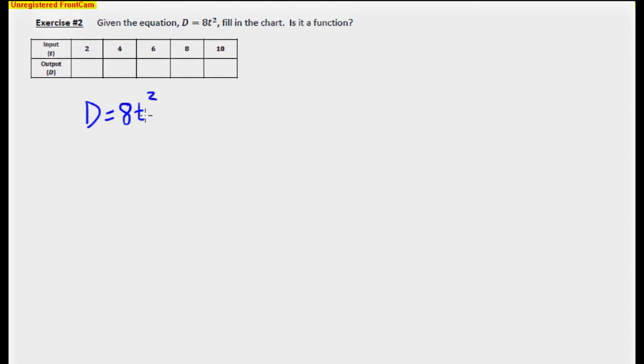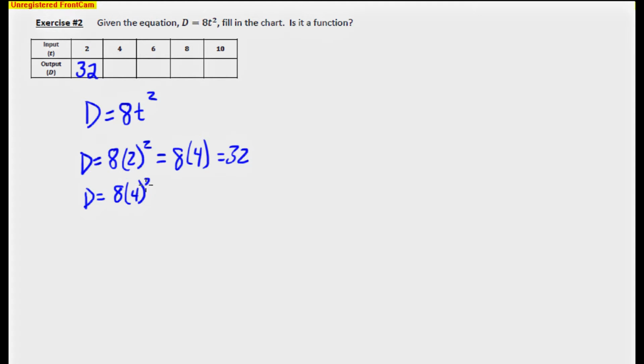So every place I see a t, I'm going to plug in a 2. And well, that's pretty easy. 2 squared, I follow my order of operations. 2 squared is 4, and then 8 times 4 is 32. So if I have an input of 2, I'm going to have an output of 32. All right, and I'm going to do that for each one of these. And I'm going to plug in a 4. So that's 8 times 16, which is a pretty big number. That's going to be, what is it, 108. Okay, so that's going to be 108.